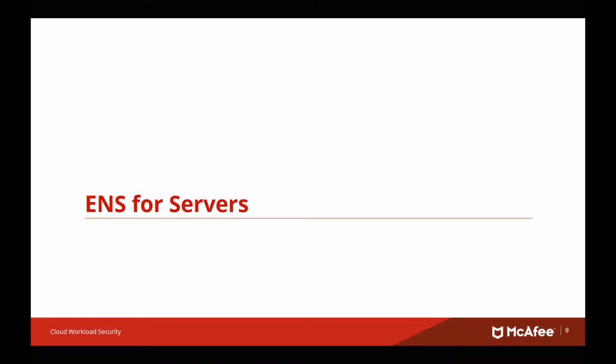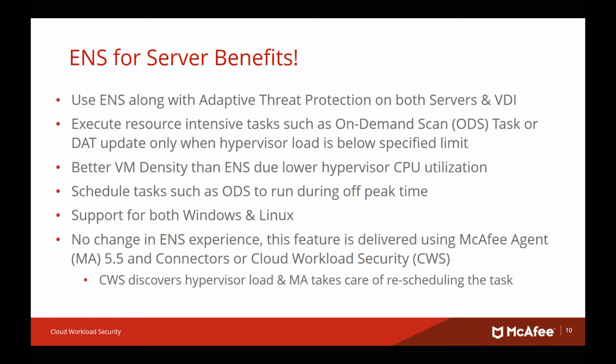So, ENS for servers. Why is it beneficial? Well, you use ENS along with adaptive threat protection on both servers and VDI, so you get our next-generation capabilities not only on servers, but VDI, and across physical infrastructure. You can execute those resource-intensive tasks, such as on-demand scans, or DAT updates only when that hypervisor load is below a specific limit, so you can specifically set those limits for your environment. You can have better VM density than ENS due to lower hypervisor CPU utilization.